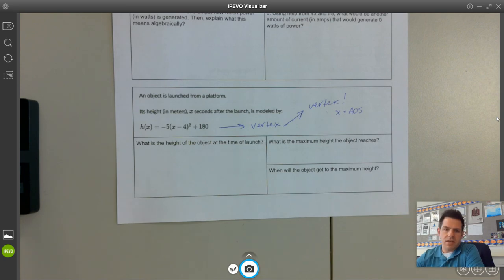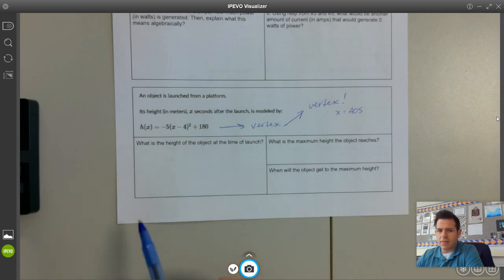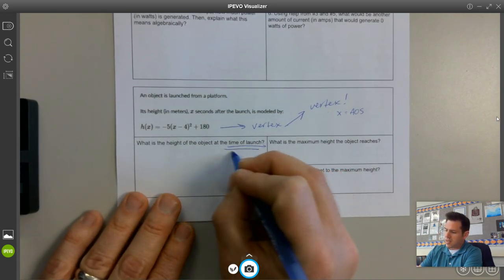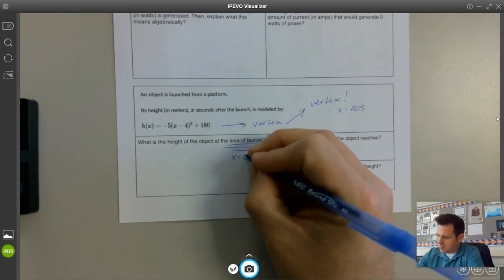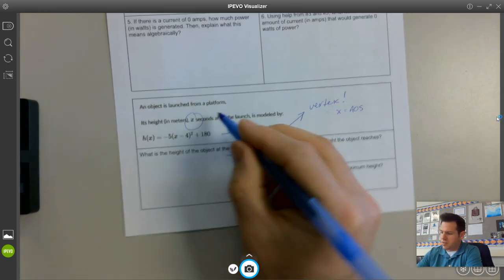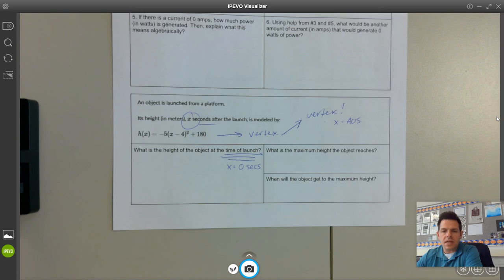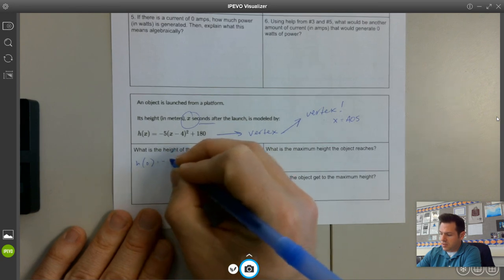So let's talk about, there's three problems here. We actually just left off with this if you're watching the intercept one before you watch this. The height of the object at the time of launch. So again, I see the phrasing in time of launch, start of a business, starting of a certain scenario. When something is just beginning in these problems, the pattern always holds true, that in this case, time of launch for us would be at 0 seconds. We know that our x value is in seconds within the problem. So 0 seconds, again, I got to do a little bit of math work here. I got to take 0 and plug it into the function.